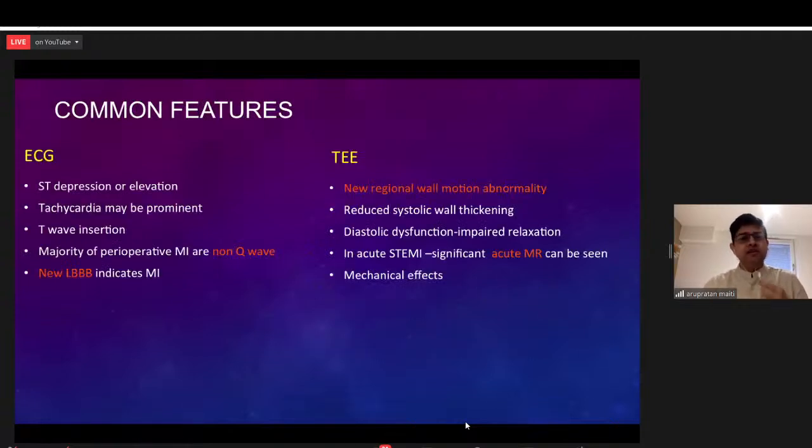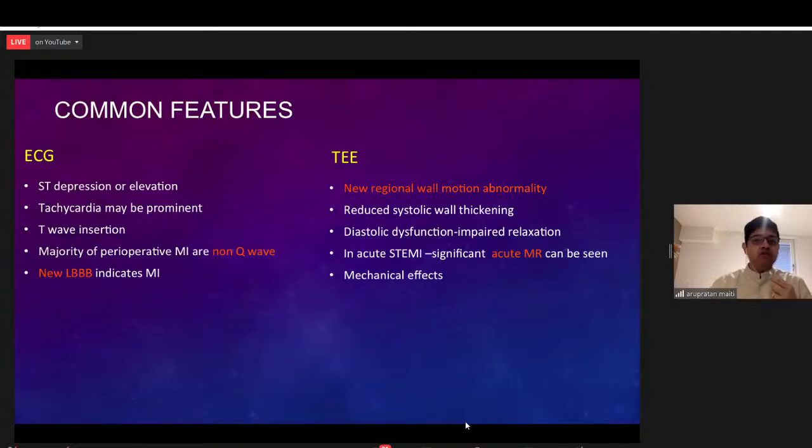So what are the common features in ECG? ECG can have any T-wave inversion or flattening to start with, followed by ST changes, depression, or elevation. Usually tachycardia is prominent. And let me tell you one thing, the perioperative MI happens towards the later part of the case, at the end of the case, not at the beginning of the case, and postoperative period mostly. So tachycardia is a very prominent feature.